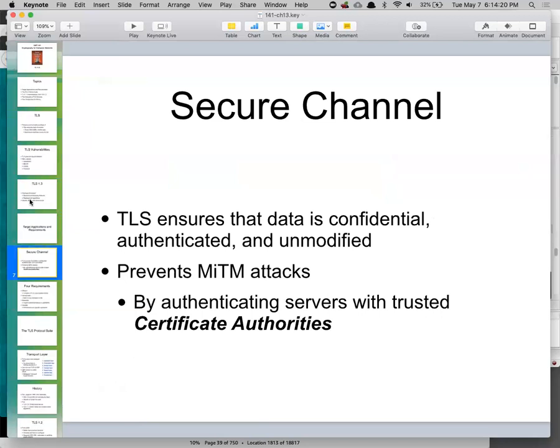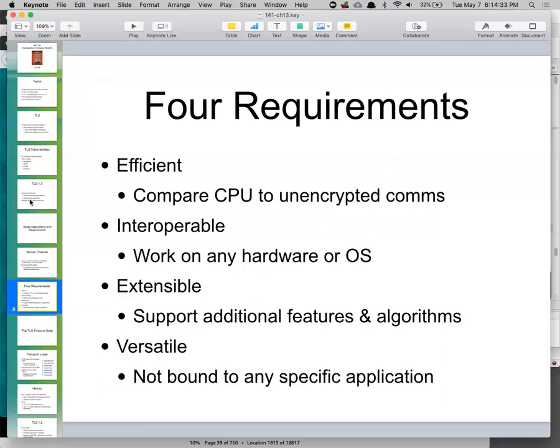All right, so the idea here is to make a secure channel. You want to have an encrypted, authenticated channel where one party can talk to another, like you can talk to Gmail and nobody else can see it. You do this with trusted third parties to prevent man-in-the-middle attacks. That's your certificate authorities. So here are the requirements. You want it to be really fast, so it's not costing you more CPU than unencrypted channels, and that SSL does.